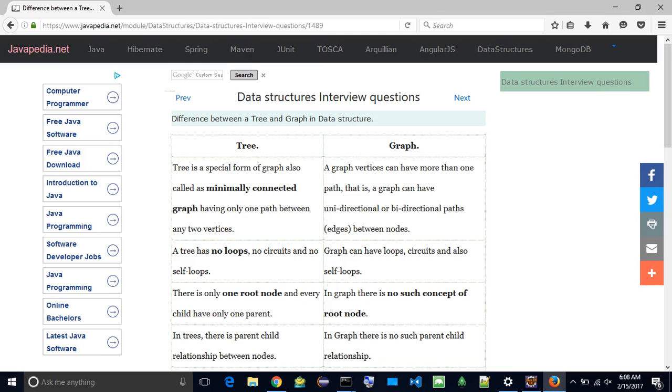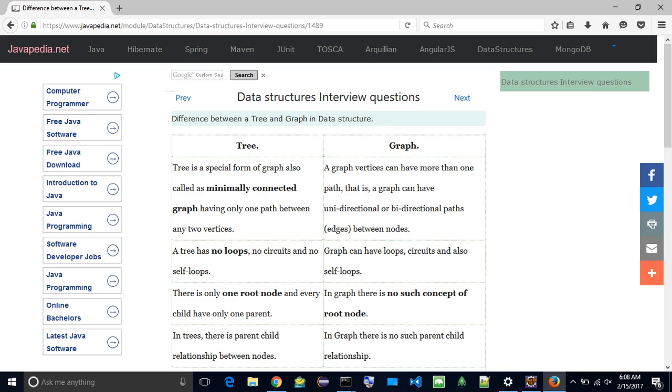Difference between a tree and graph in data structure. Tree is a special form of graph, also called a minimally connected graph, having only one path between any two vertices. A graph can have more than one path, that is, a graph can have unidirectional or bidirectional paths, edges, between nodes.